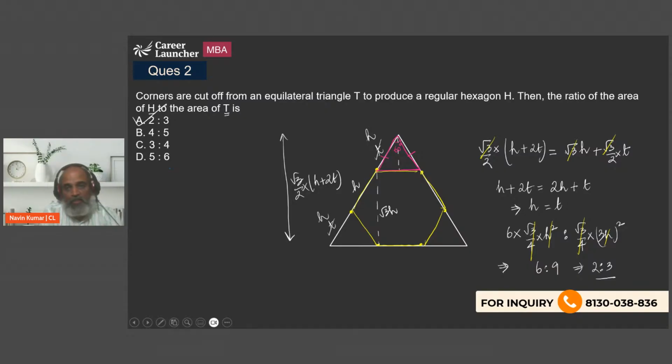Right? So a good important property to remember is that in an equilateral triangle, if I trisect each side and join the corresponding nearest points, I get a regular hexagon of side 1/3 of the equilateral triangle side.